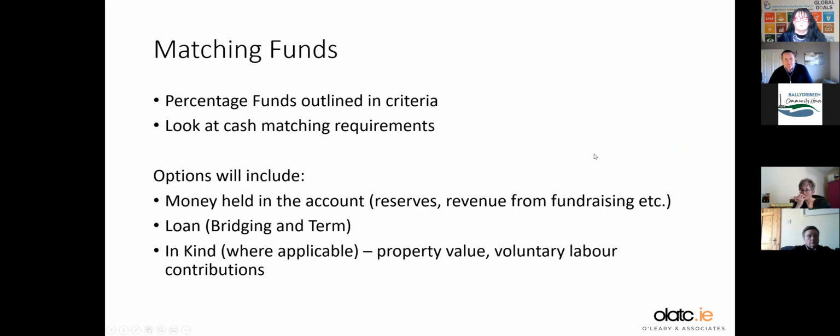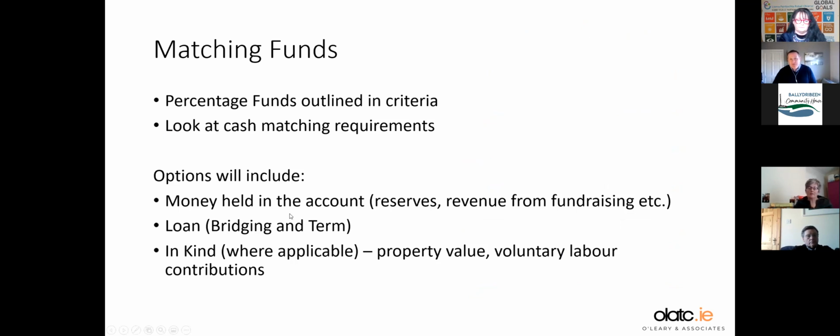Okay, so the matching funds requirement is the other part you prepare for. Again, what percentage of funds will be required will be clearly stated in the criteria. Normally, most funds will look for a minimum cash contribution. So they might look for, say, a 20% matching contribution, and 5% of that has to be cash. In other words, they want to see that you have some cash raised, that you're not completely reliant on grants and loans for this.